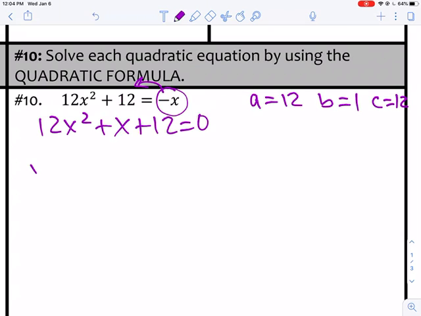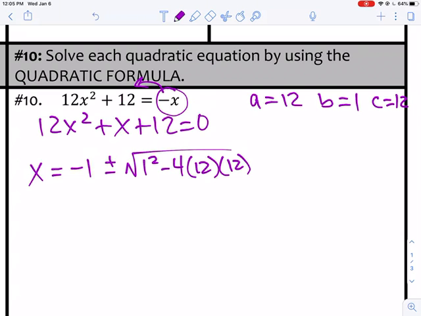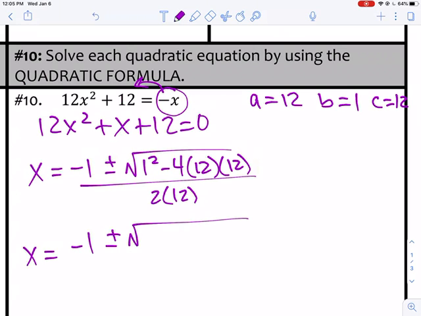All right, my quadratic formula, x equals opposite of b. So I changed it to a -1 plus or minus the square root of b squared minus 4 times a times c, all over 2 times a. Next step, I'm going to have -1 here, and then I'm going to simplify what's underneath that square root, and that'll get me -575 all over 24.